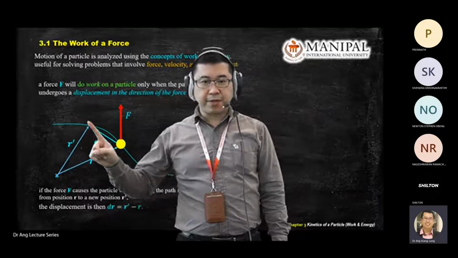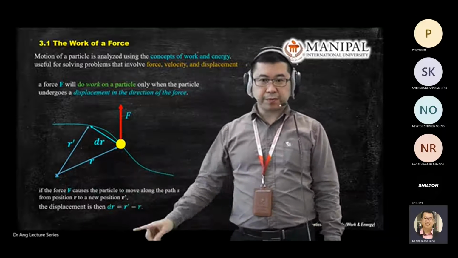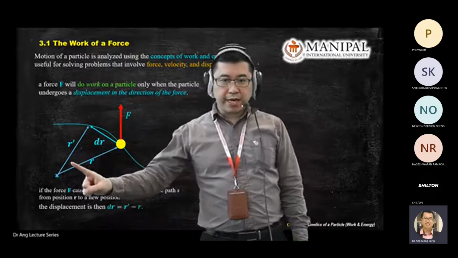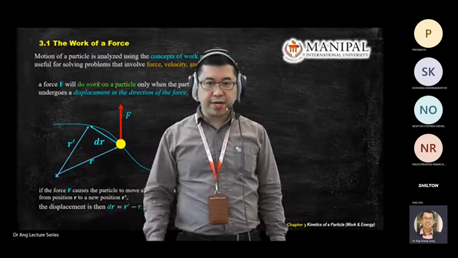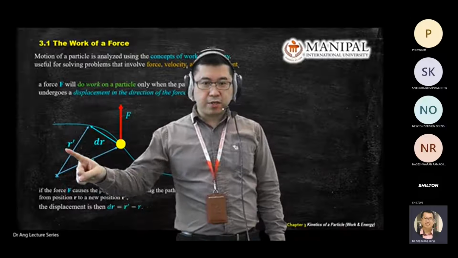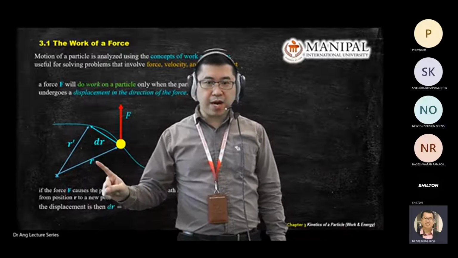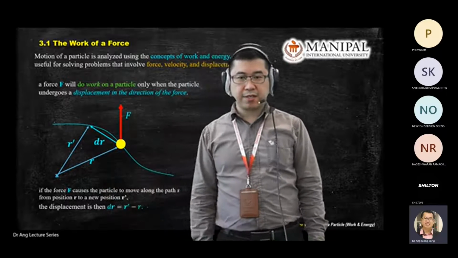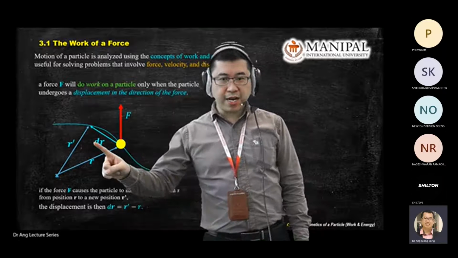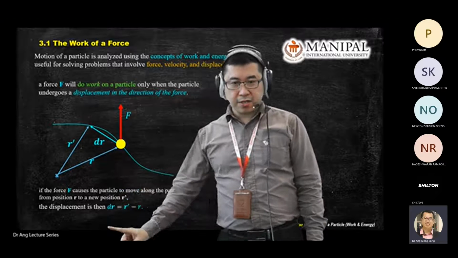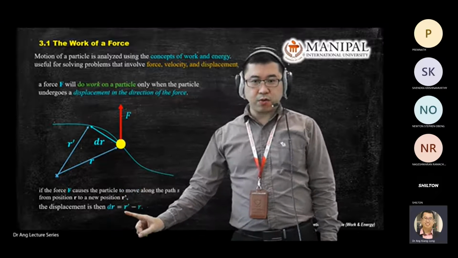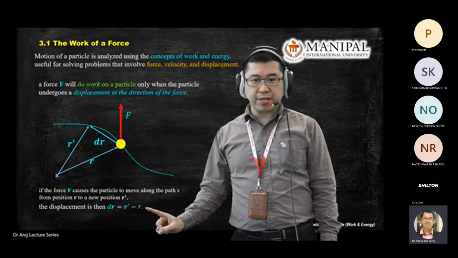From this vector diagram, you know that R prime is a resultant vector. So R prime equals R plus dr. So what is your dr? R prime equals R plus dr, so you can write dr equals R prime minus R.